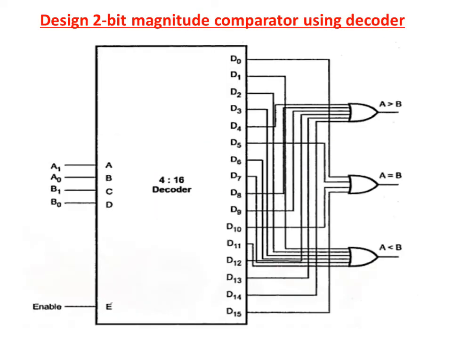This is the decoder implementation circuit for a 2-bit magnitude comparator. The 16 outputs D0 to D15 are represented here and the 4 inputs are represented here. Now the outputs are A greater than B, A equal to B and A less than B. These decoder outputs are connected to each OR gate based on the SOP expressions. So this is the implementation diagram for a 2-bit magnitude comparator using a decoder.